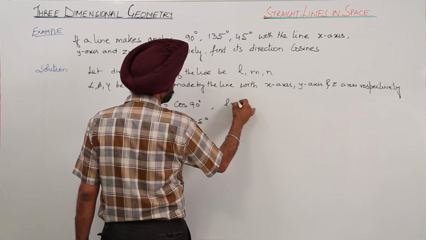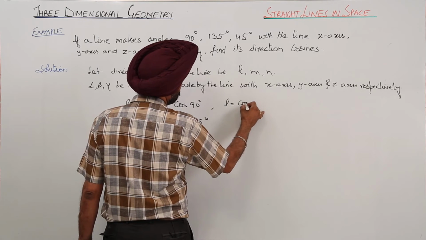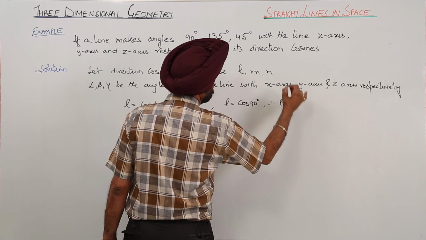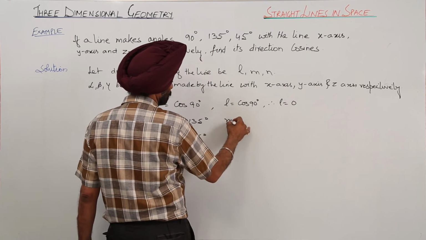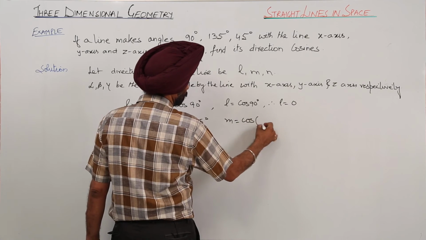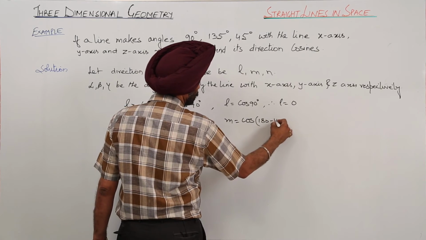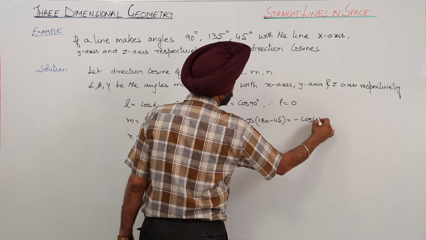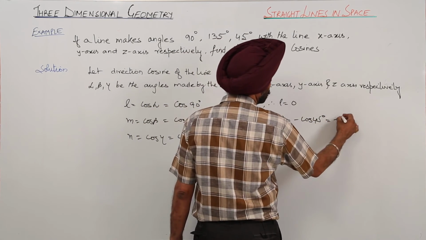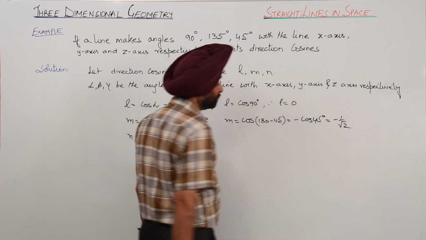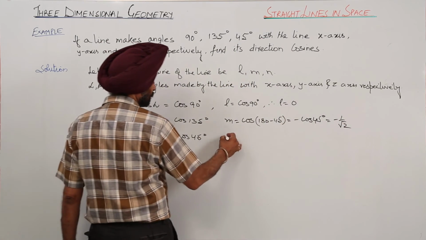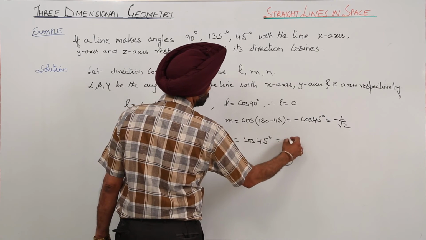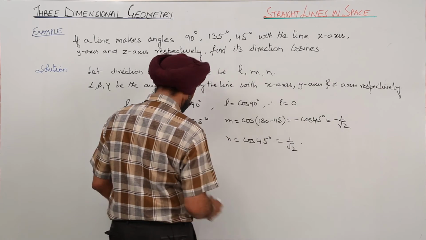L is equal to cos 90 degree, therefore L is equal to 0. M is equal to cos (180 minus 45), this is minus cos 45 degree, which is equal to minus 1 upon square root of 2, and N is equal to cos 45, which is equal to 1 upon square root of 2.